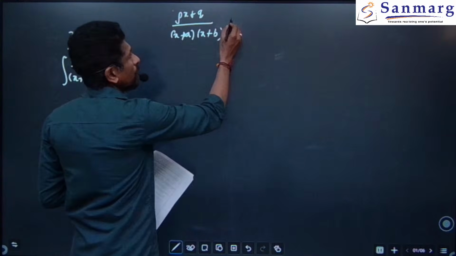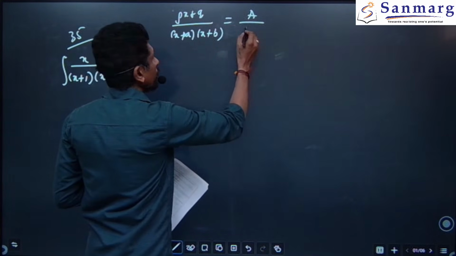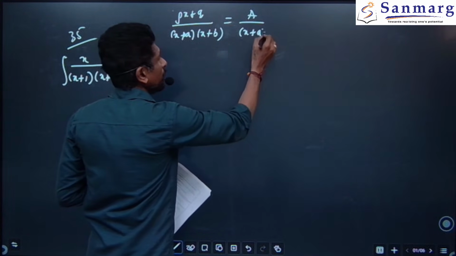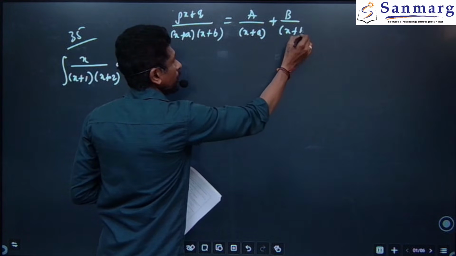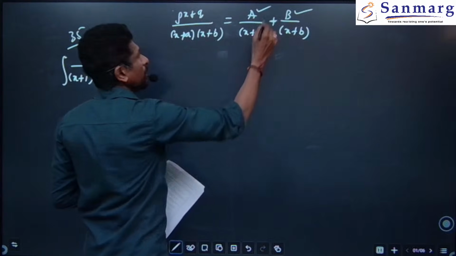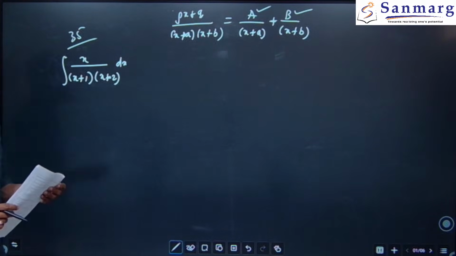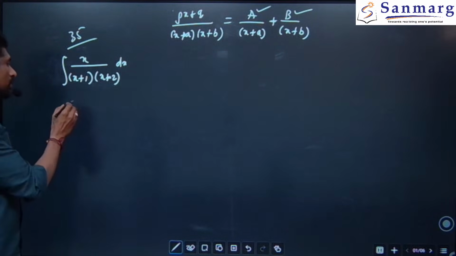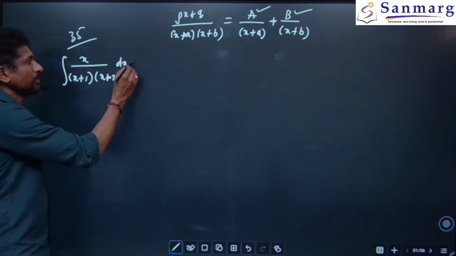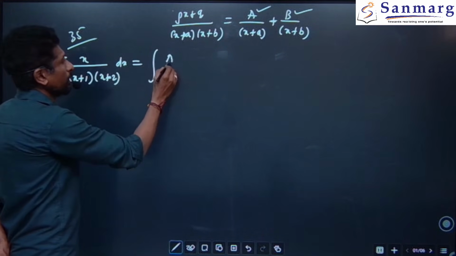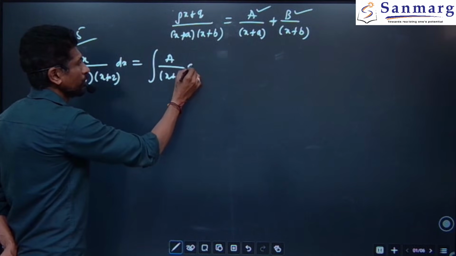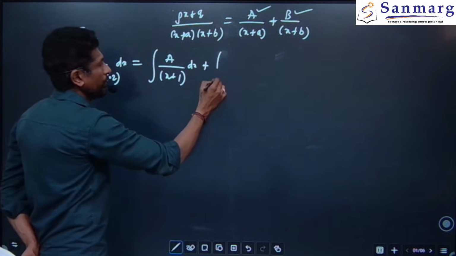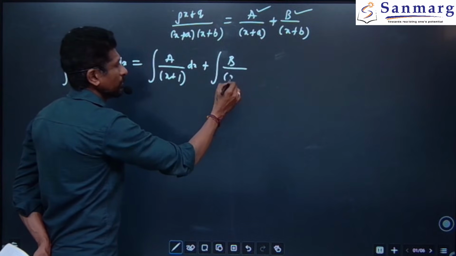For this one, you have a standard formula: A divided by x plus a and B divided by x plus b. First, we have to find out the capital A and capital B constant values. Then only can you integrate the function. So now I will split this one as A divided by x plus 1, with respect to dx, plus B divided by x plus 2, dx.